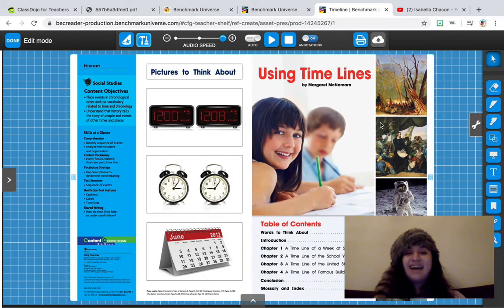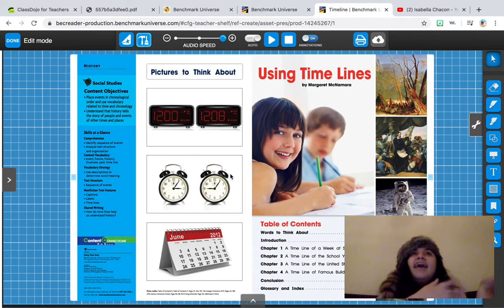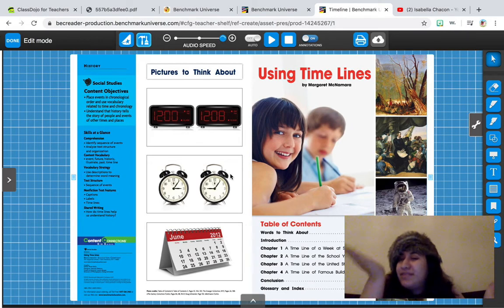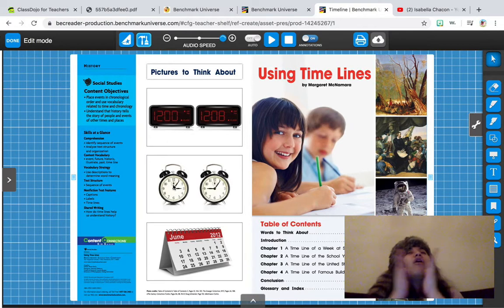So using timelines. So here are some pictures to think about. This is a time, 12 o'clock and 12:08. And we're thinking about time, how in the timeline we would do 12 o'clock first and 12:08 second because we always do earlier time first, later time second. And here's a calendar and here's time. So we're all thinking about time, okay, my friends? Today is all about time.